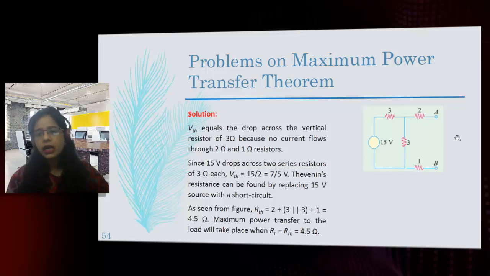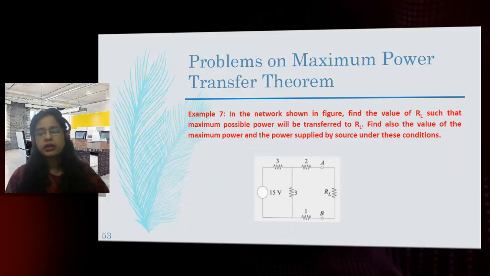So once RL is removed, these 3 and 3 are in parallel and in series with this 2 and 1, as seen from the figure, viewed from the open terminal. So 3 and 3 are in parallel, in series with 2 and this 1. So this will give you 4.5 ohm as the total resistance, or Thevenin's resistance RTH. Now since it is abstracting maximum power, RTH will be equal to RL. So we have calculated the value of RL. So our first objective is fulfilled.